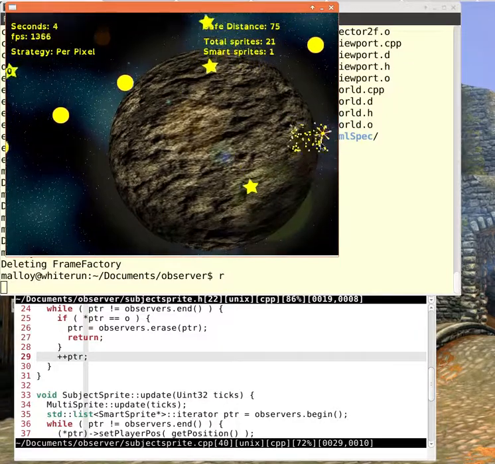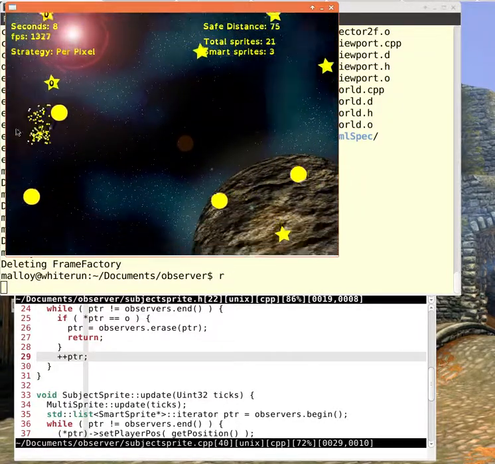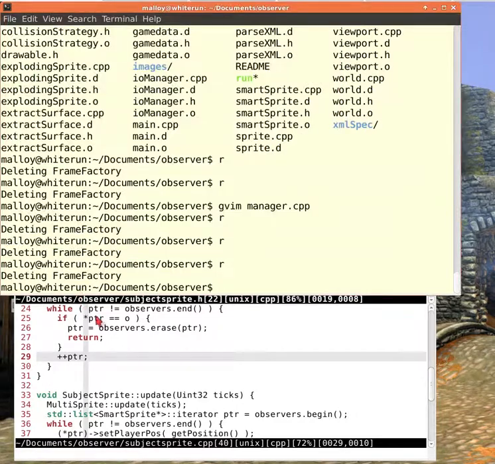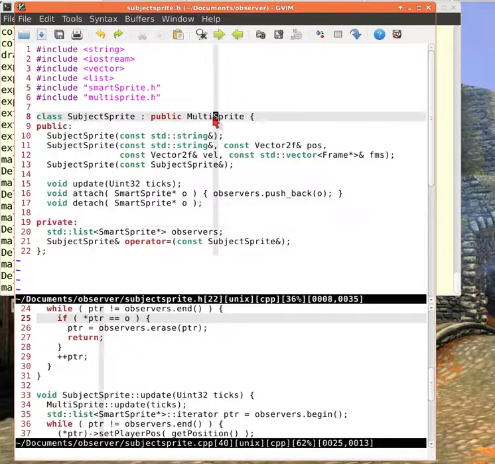By subject, he's the player or whatever, the one that's killing everybody. And it's a multi-frame sprite. That's not a problem though. So I just derived my subject sprite. It's a multi-sprite, except that I kill people for one thing, and also I want to tell all the other sprites where I am so they can evade. Okay, so where am I?